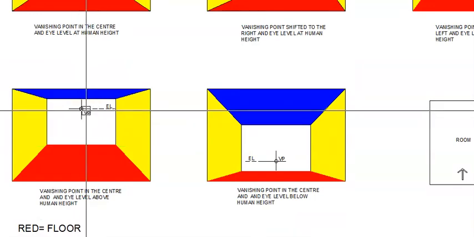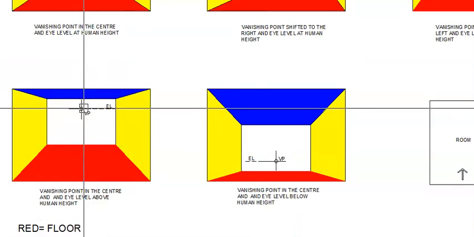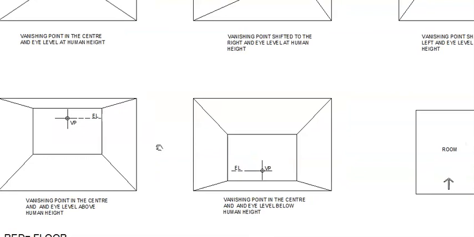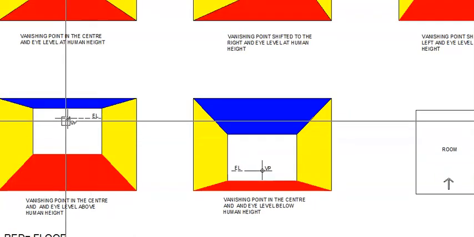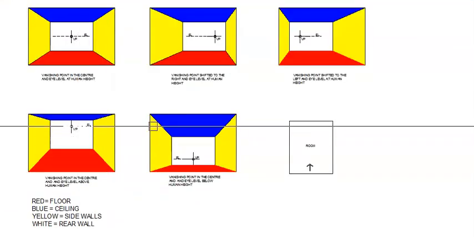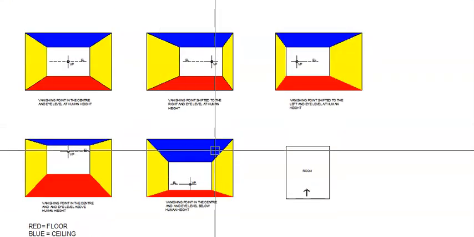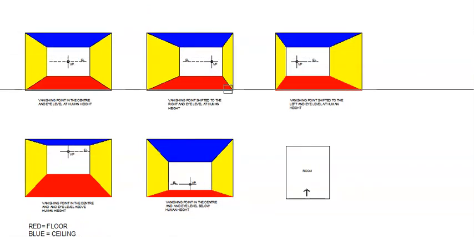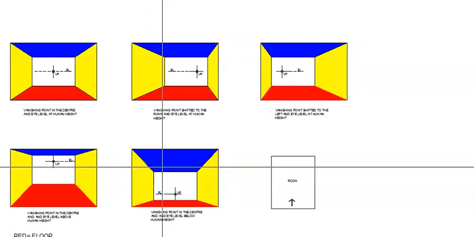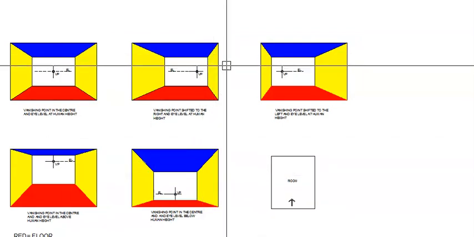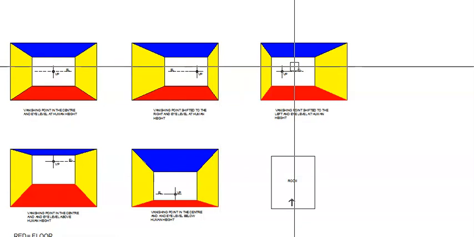Here the eye level is above the regular human level, while here the eye level is below the regular human level, and this is how the location of the vanishing point and where the eye level is affects the way that you are going to see the one point perspective. So I hope this explanation was clear to you. We'll be using this for drawing interior views of rooms.